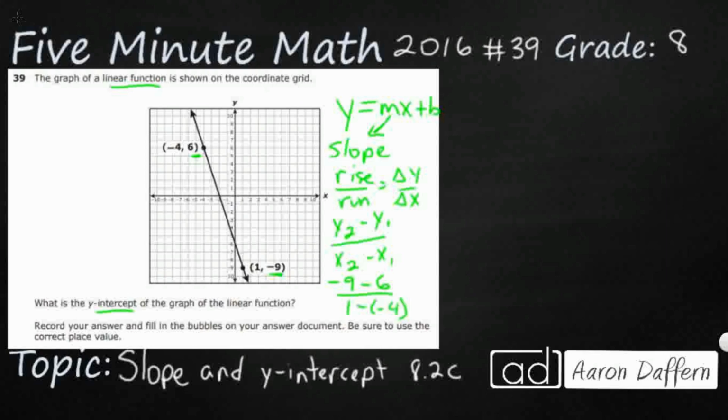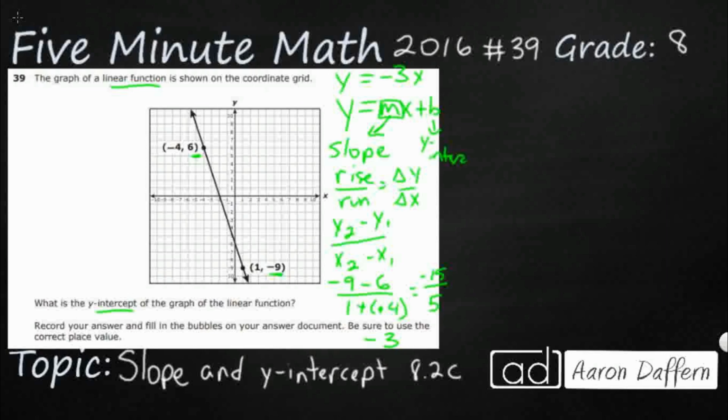So your -9 minus 6, that's going to be -15. Your 1 minus -4, those two cancel each other out. Two negatives make a positive, so it's really 1 plus 4. So it's going to be -15 over 5. So 15 over 5 is 3. You got a negative, so really it's going to be a slope of -3. So if I wanted to, right, I can rewrite this y equals -3x.